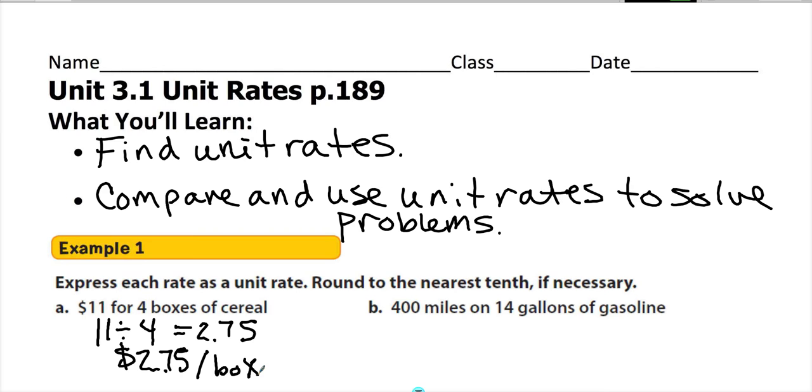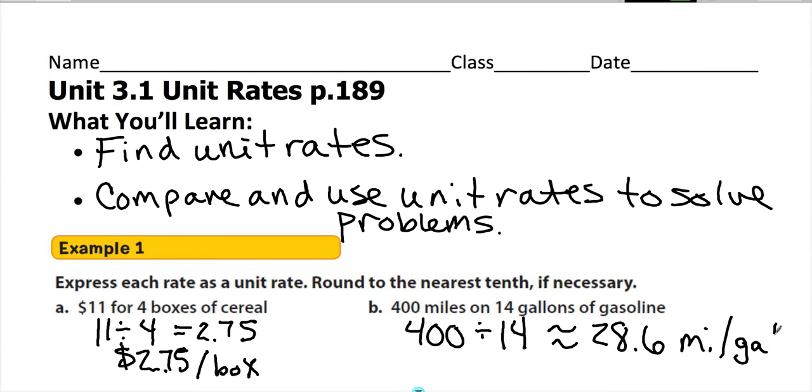Okay, let's look at letter B. It says 400 miles on 14 gallons of gasoline. So that would be 400. We're going to divide that by 14. All right, so go ahead and type that in. 400 divided by 14. And this time it did not work out evenly, so we're going to round off to the nearest tenth, and it's going to be approximately, which is a squiggly equal sign, 28.6. And then we're going to label that, so it's going to be miles per GAL, which is gallons. All right, 28.6 miles per gallon.